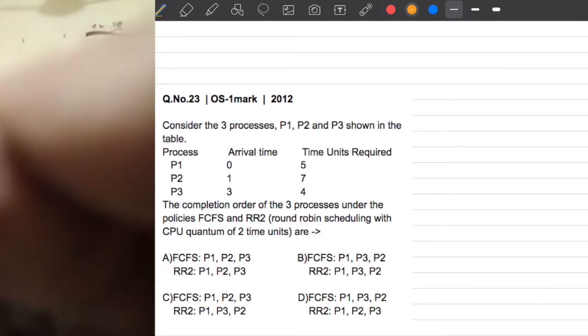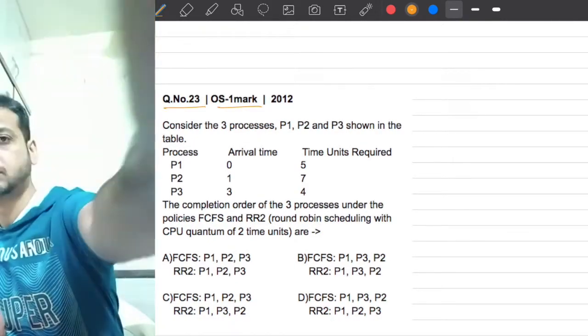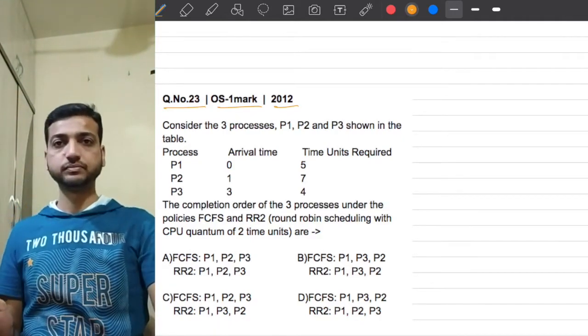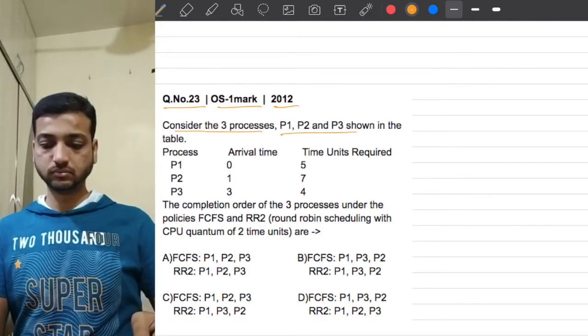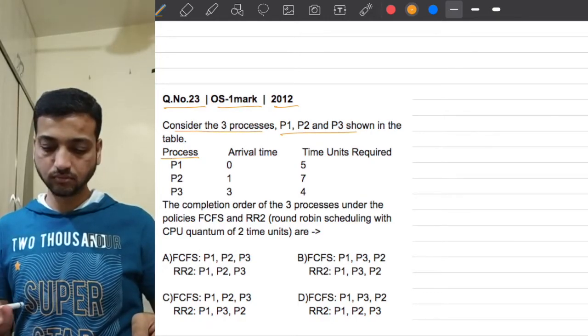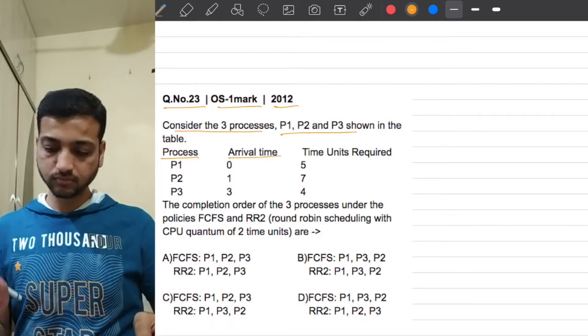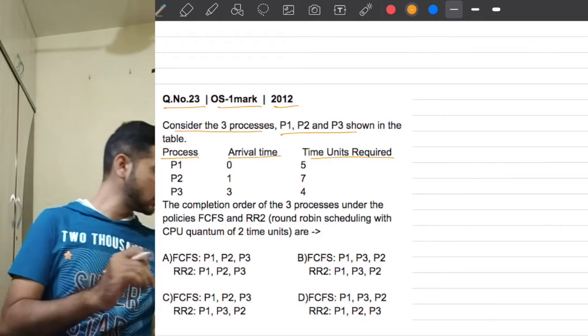Okay, so let us see question number 23, which is from operating systems, for 1 mark, from the GATE paper 2012. Consider the three processes P1, P2, P3, which are shown in the table. These are their arrival times and these are the time units required for their completion.